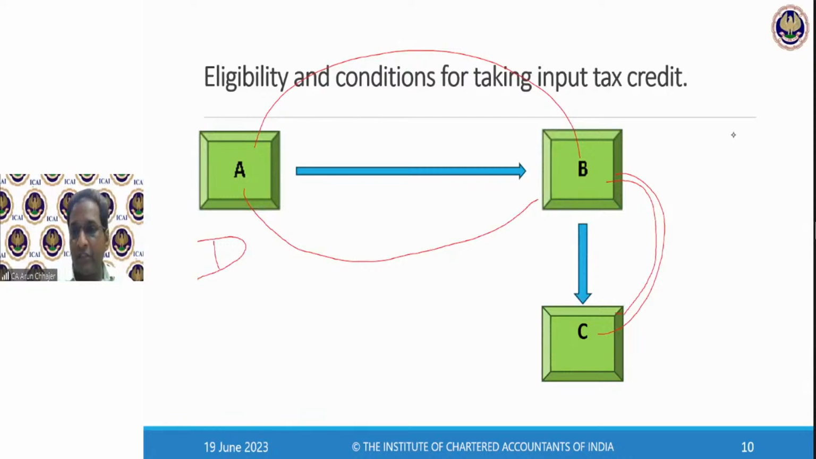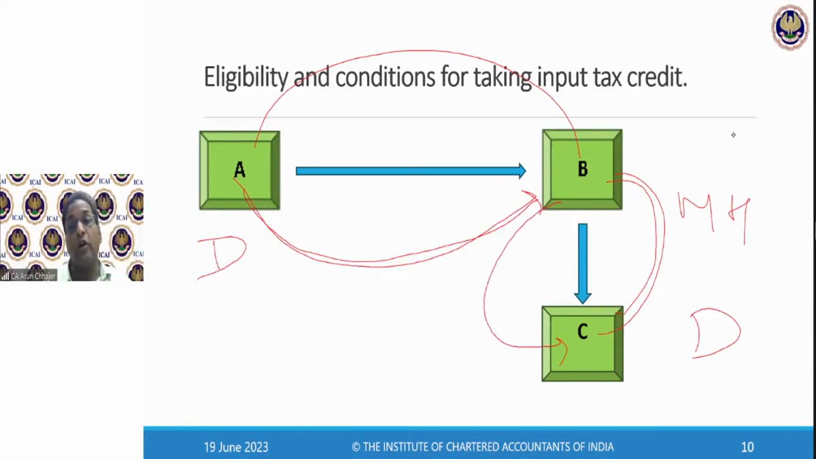A is from Delhi, B is from Maharashtra, and C is from Delhi. Will A deliver to B and then B will again send the goods to C, or will it go directly from A to C? How will the goods be moved? I'm not talking about any document or any GST perspective. Just from a logical mind, please tell me how these goods will be moved. How will the goods movement happen?